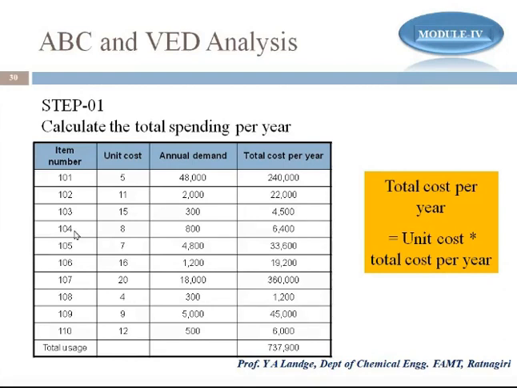Similarly, for item 104, the unit cost is 8 and the annual demand is 800, which means 6,400. Similarly, we multiply this column and this column, and we get the total. The total cost of all the items is 7,37,900. How did we do it? We used this formula: unit cost multiplied by the annual demand gives the total cost per year.